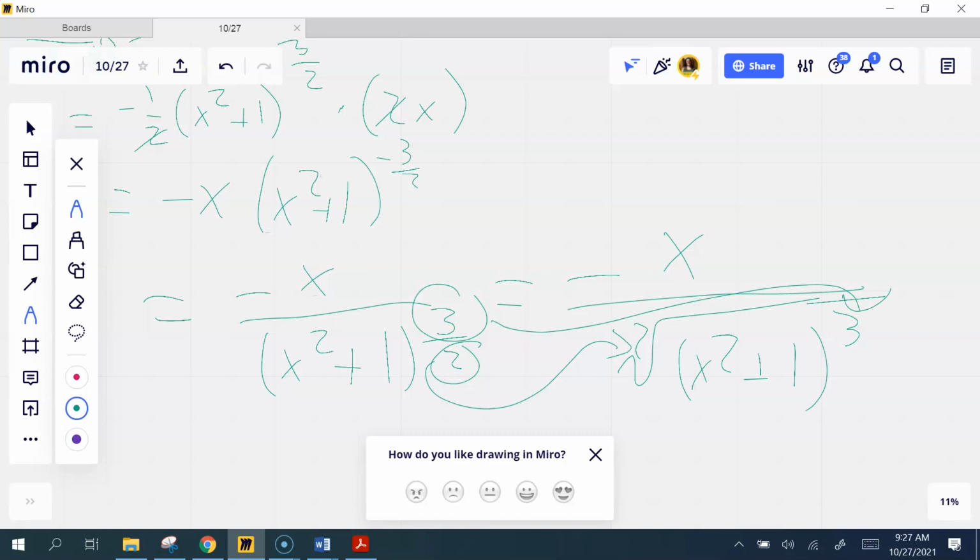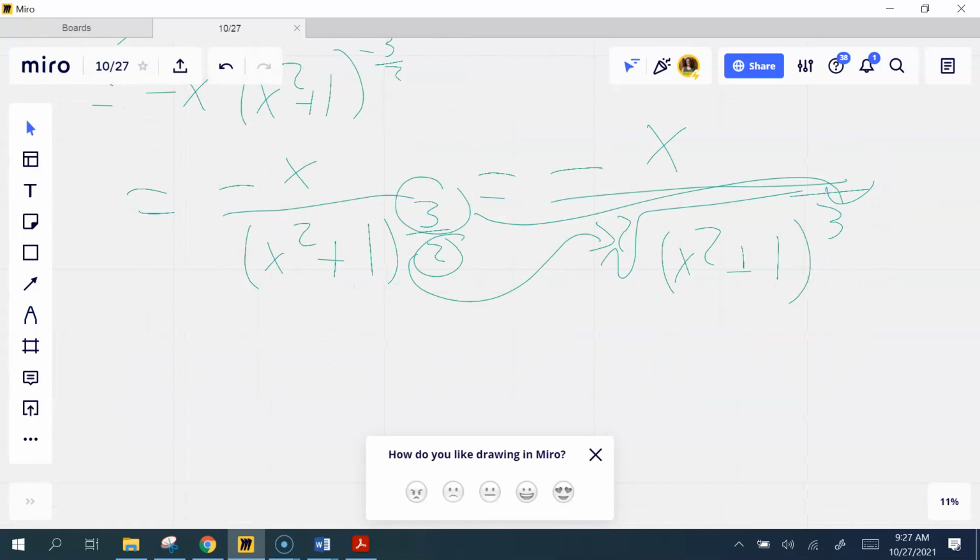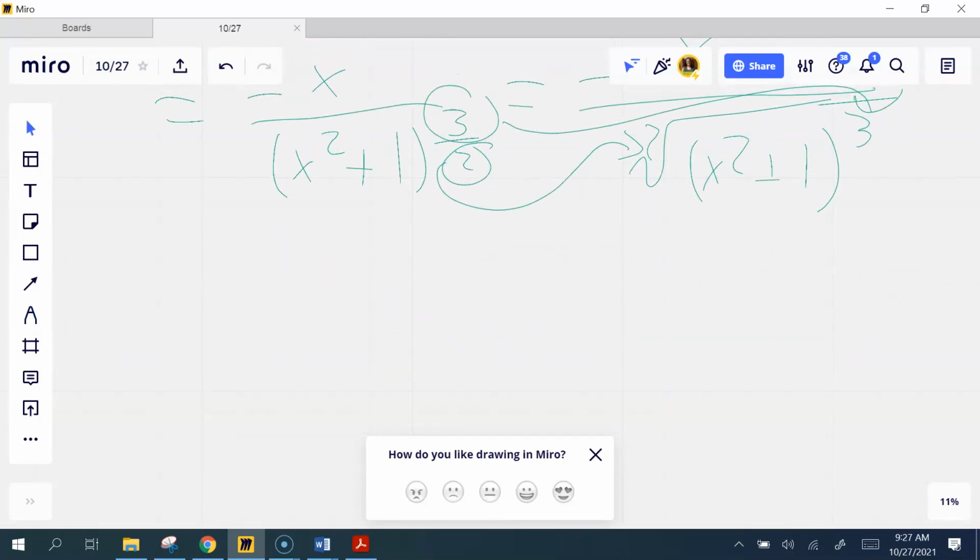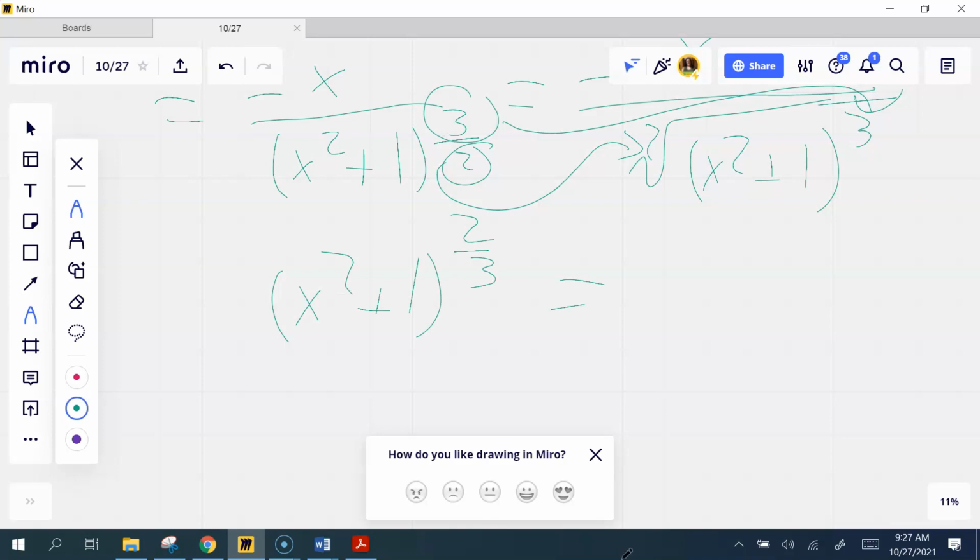If instead it was x squared plus 1 to the 2/3, it would look like the cubed root. It would look like that. So then the answer is B. You put it to the top and just flip the sign of the exponent.